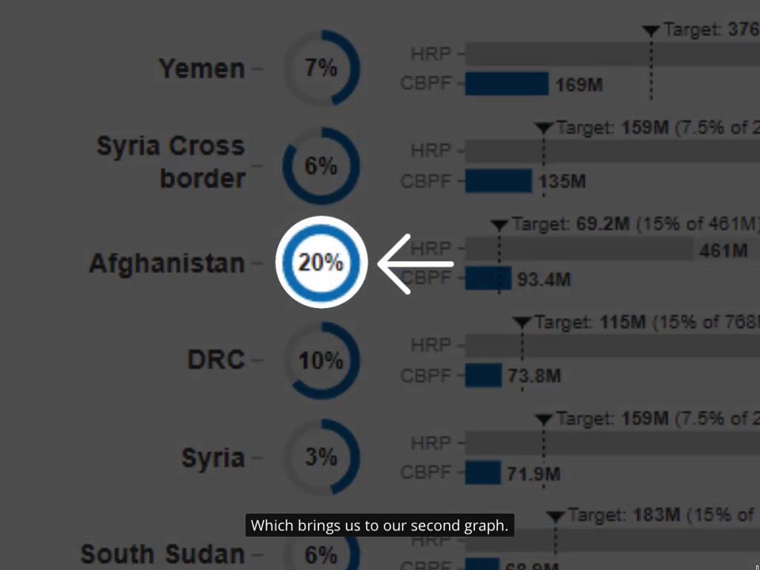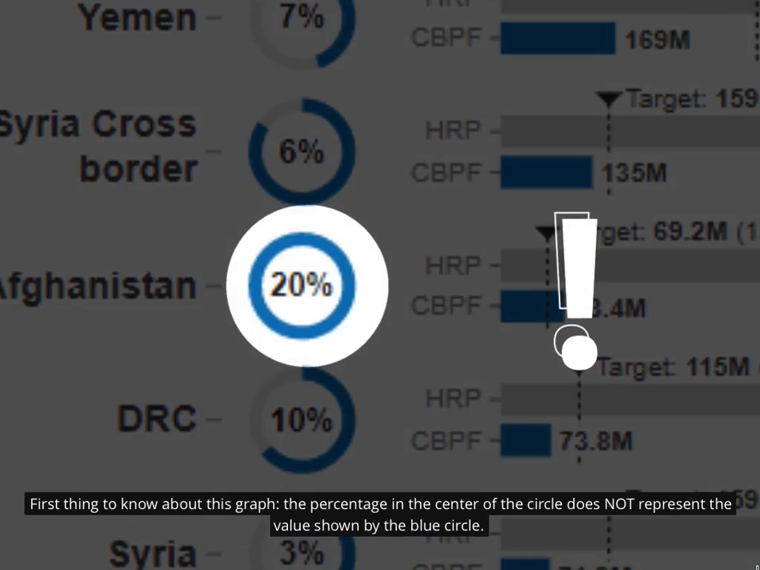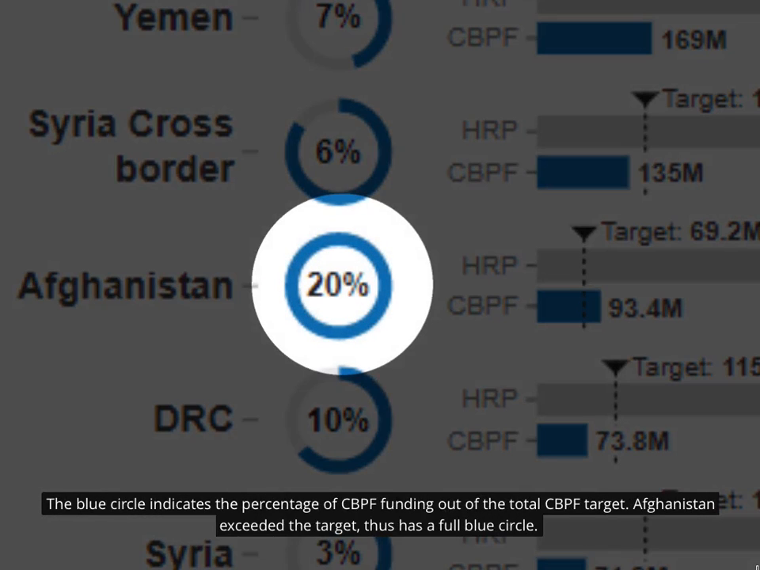Which brings us to our second graph. First thing to know about this graph, the percentage in the center of the circle does not represent the value shown by the blue circle. This figure at the center of the circle is the percentage of CBPF funding received against the overall HRP funding. For Afghanistan, CBPF funding represented 20% of the HRP funding. The blue circle indicates the percentage of CBPF funding out of the total CBPF target. Afghanistan exceeded the target, thus has a full blue circle.